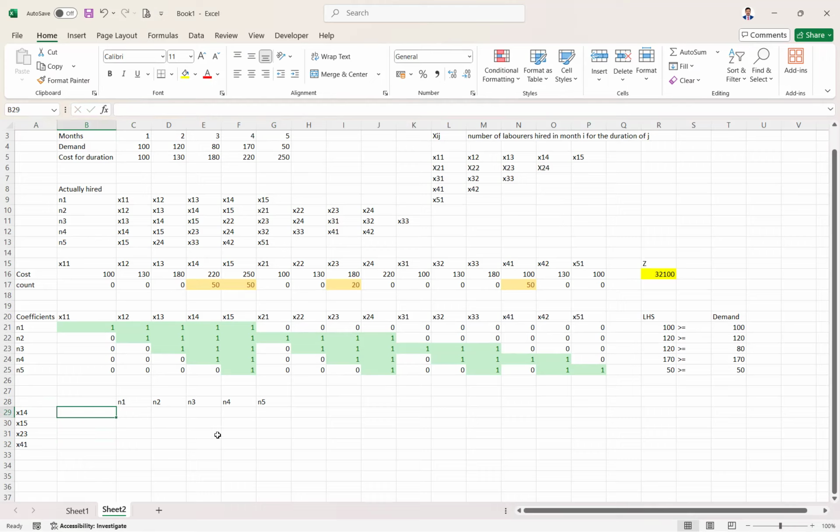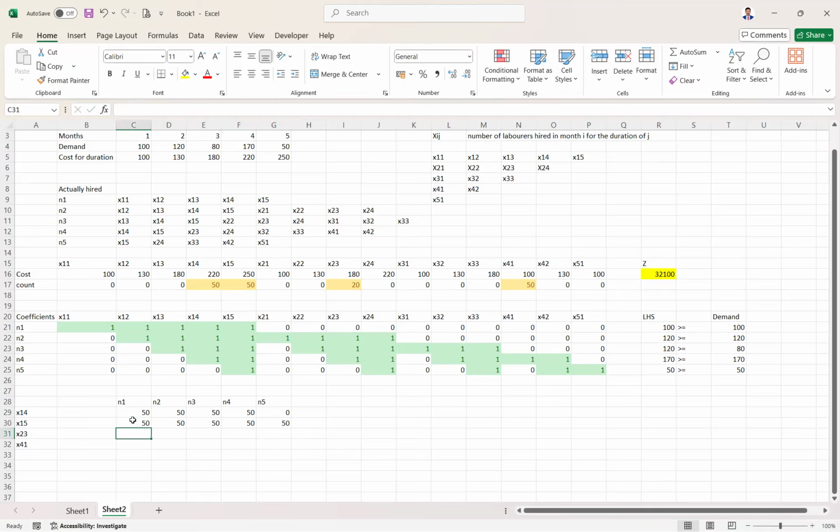X14 is giving 50. X14 means hire in month 1 for a duration of 4 months. So 50, 50, 50, 50. Here, no value, 0. X15 means hire in month 1, keep them for a duration of 5 months. How many is it giving? See, value 50. So again 50, 50, 50, 50, 50.